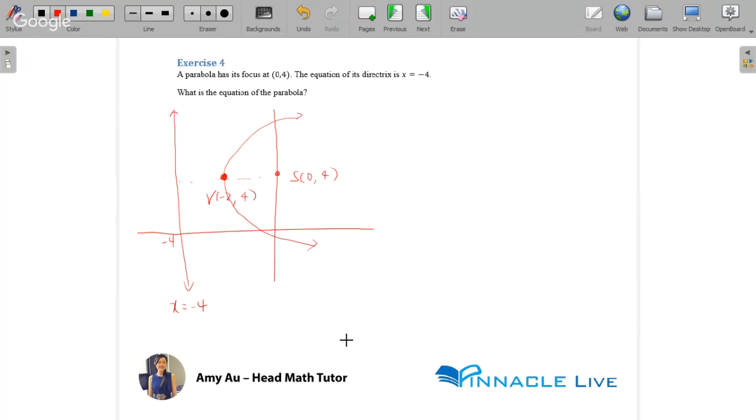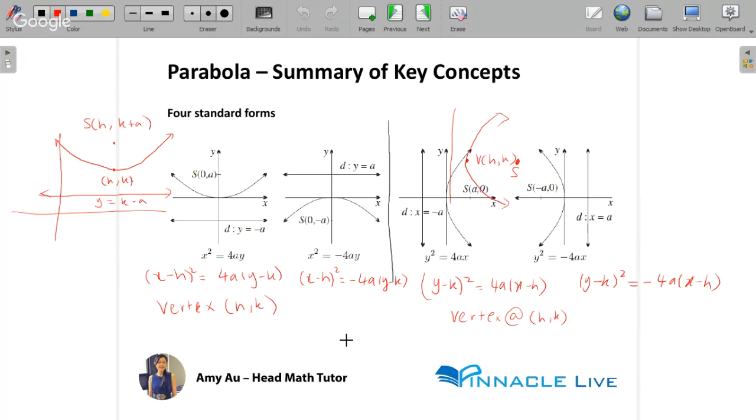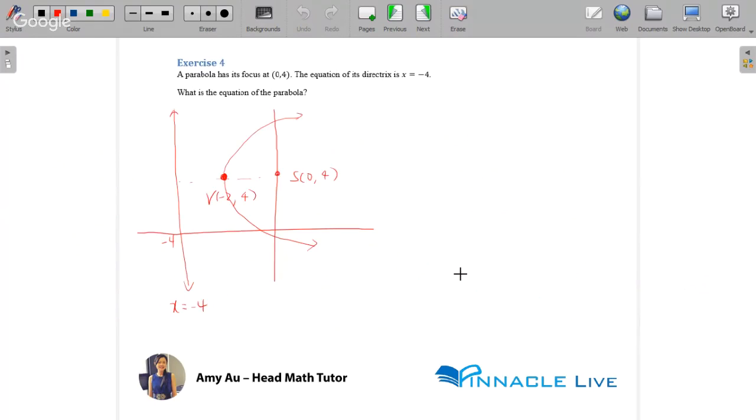Okay, so going back to our standard form, right? Let's come back to the standard form. So this sort of right curving type of parabola has this type of standard form. So I'm going to copy that across. Okay, and then we're going to sub in the different elements. So firstly, h is minus 2. So this bit is minus 2. Okay, and k is 4. All right, so we filled out those bits.